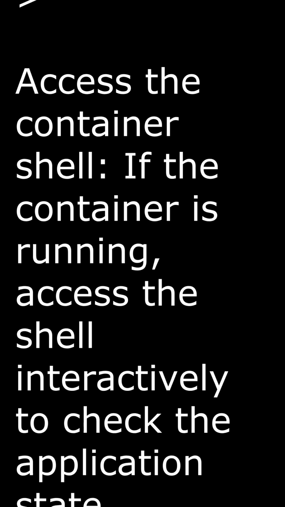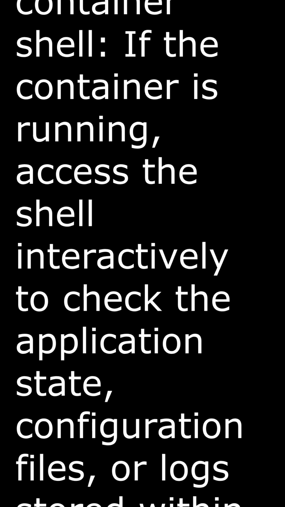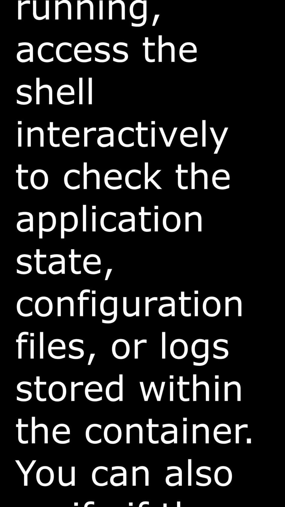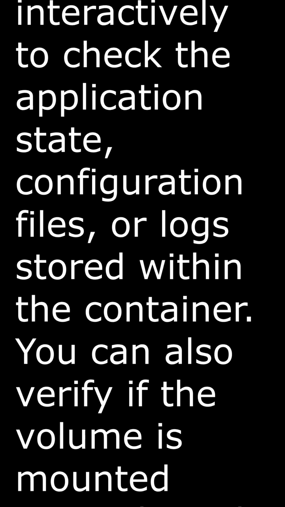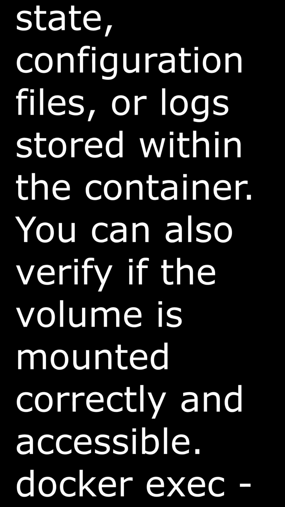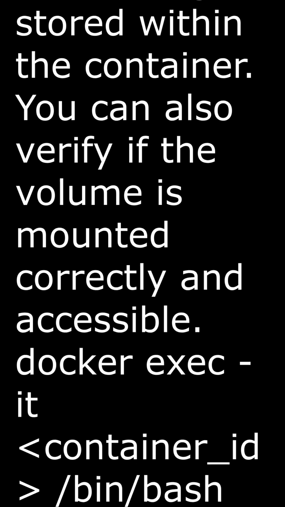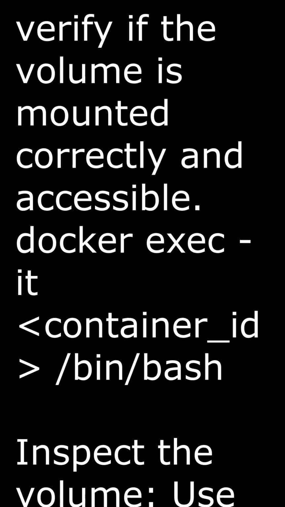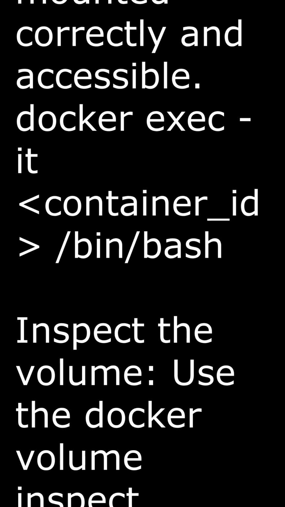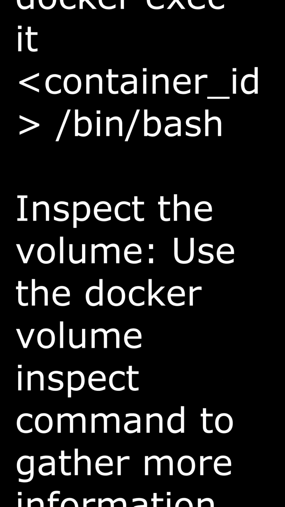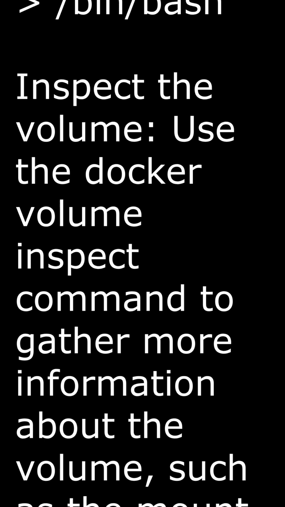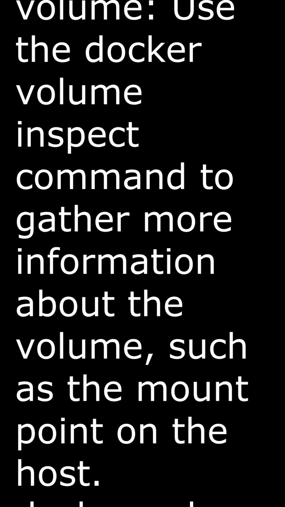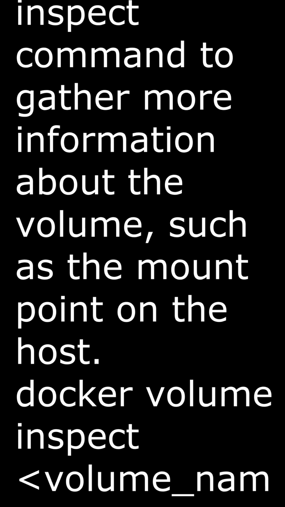Access the container shell. If the container is running, access the shell interactively to check the application state, configuration files, or logs stored within the container. You can also verify if the volume is mounted correctly and accessible. Docker exec -it container_id /bin/bash. Inspect the volume. Use the docker volume inspect command to gather more information about the volume, such as the mount point on the host.